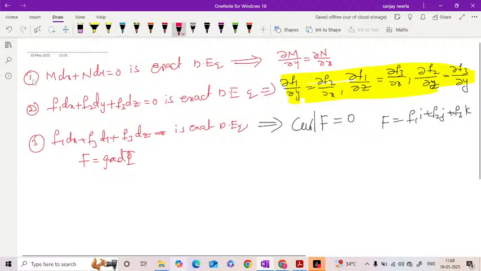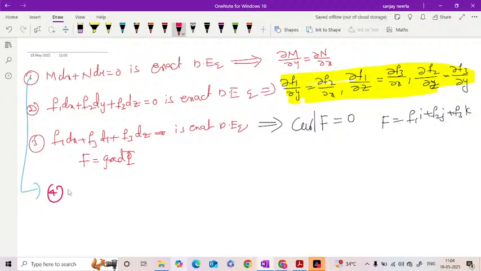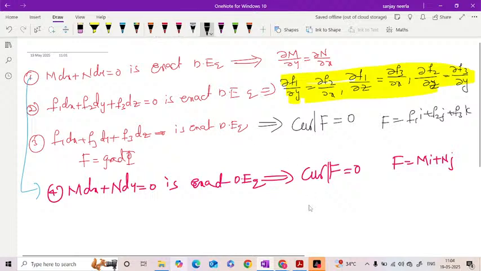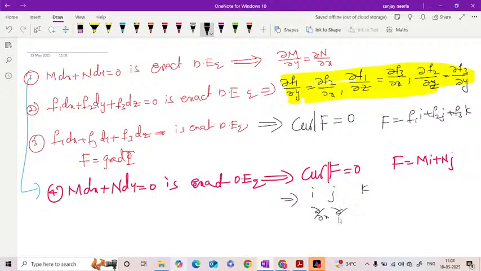Similarly, observe from the first one, M dx plus N dy is equal to 0. We already know that this is an exact differential equation. So here also you can write the statement like this: curl f is equal to 0, where f is equal to M i plus N j. That means the determinant with first row i, j, k, second row dou by dou x, dou by dou y, dou by dou z, and third row M, N and 0.